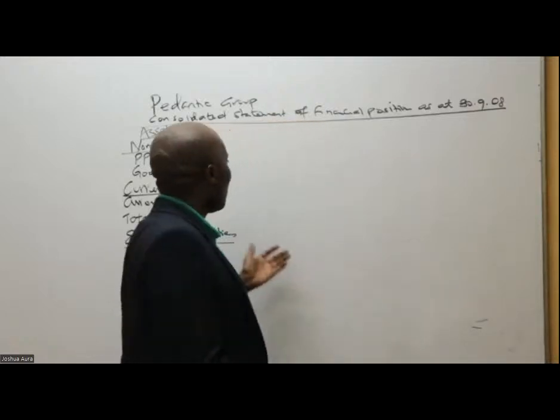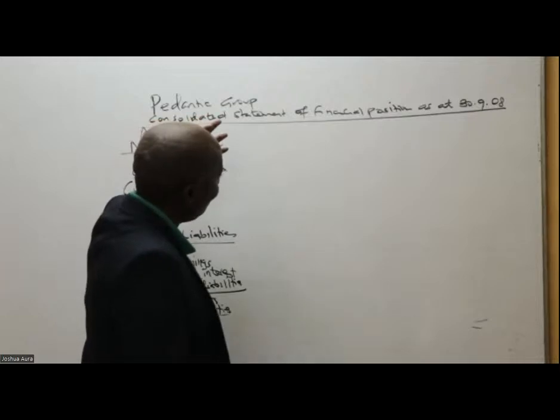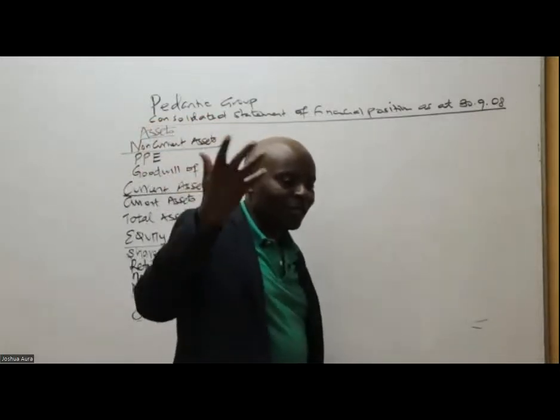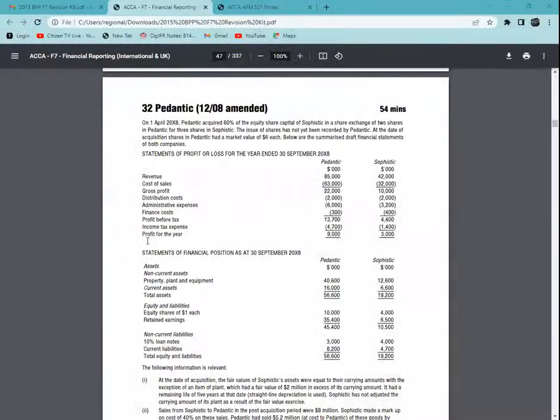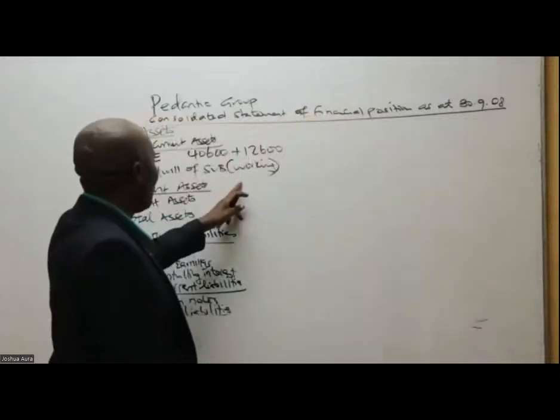It is the easiest. So like now the property, plant and equipment, what should I do? I should take the PPE of the parent plus the PPE of the subsidiary. Just that. Don't read any notes first. Just come here normally and look here. So we have property, plant and equipment, 4,600 and 12,600. We're only adding. So we have here 4,600 plus 12,600. Great. So goodwill of subsidiary, this one I will need a working for later on.